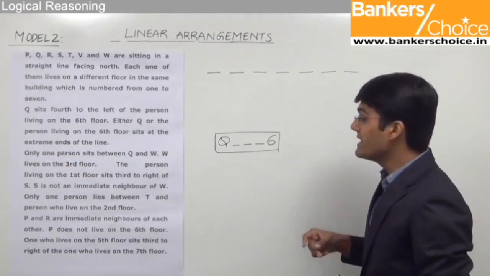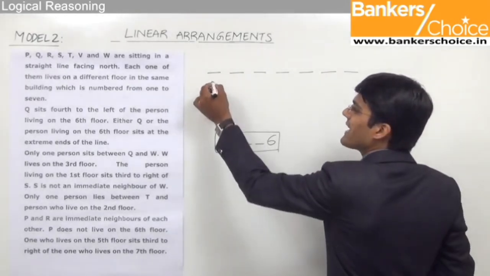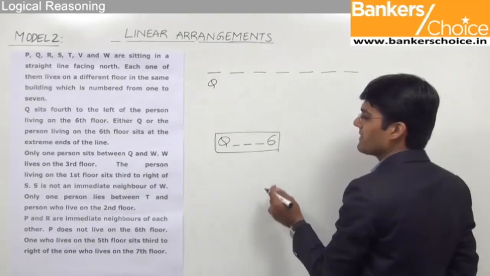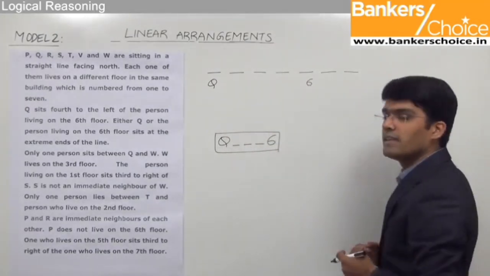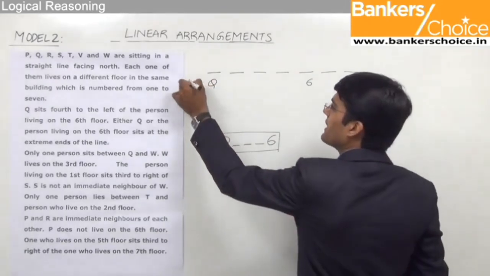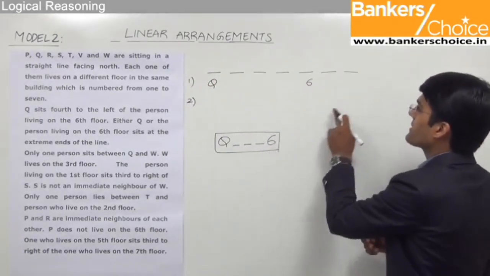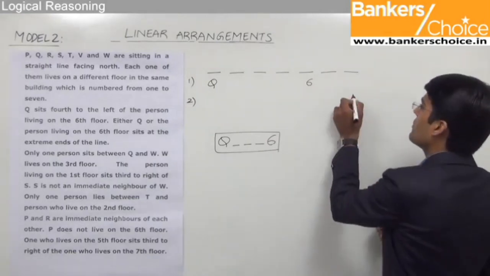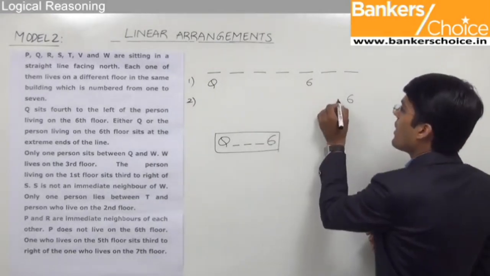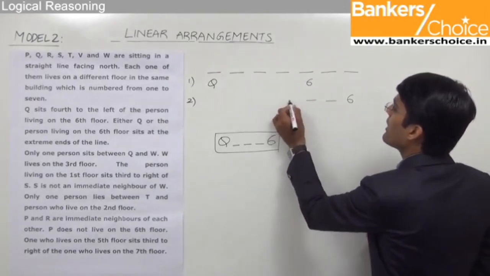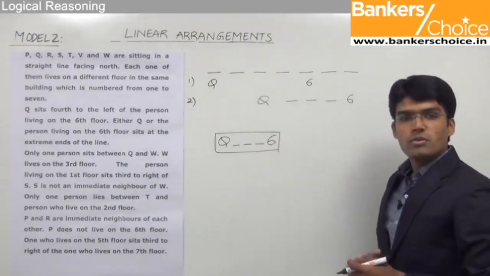So either Q should sit on the extreme end of the line or the person on 6th floor has to sit on extreme end of the line. So from this point we can say that there are two possible arrangements. The first one is if Q sits on this extreme end, that is the first position, then 6th floor person should come 1, 2, 3 and 4 places away in this position. So this is the first possible case. Or the second case can be 6th floor person on the extreme end. So if 6th floor person sits here, Q should come 3 places away. So 1, 2 and 3 places away we can have Q in this position. Let us now move to the next point.